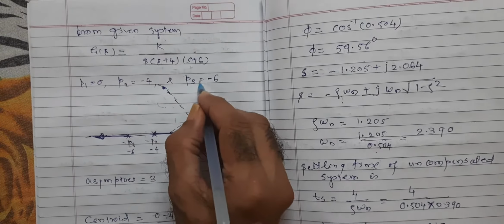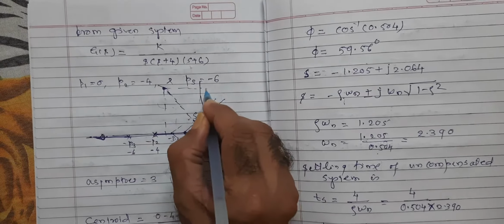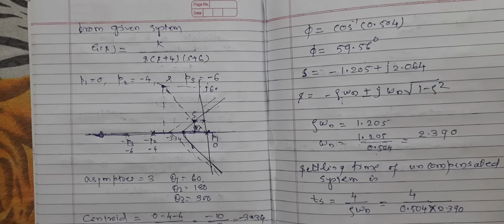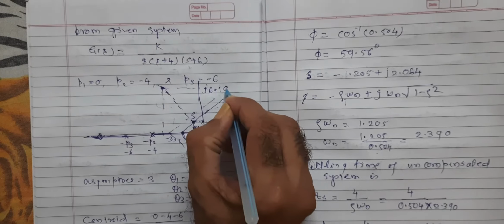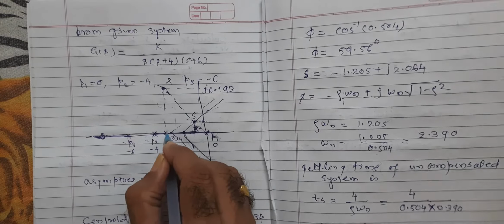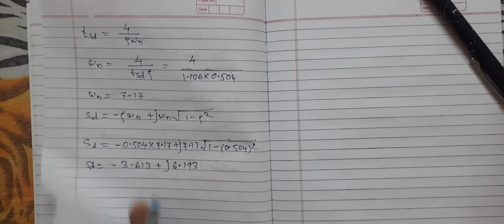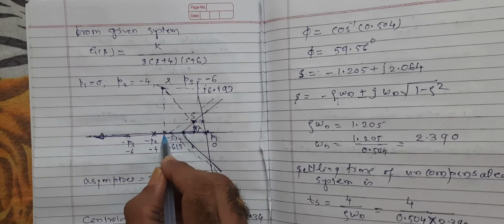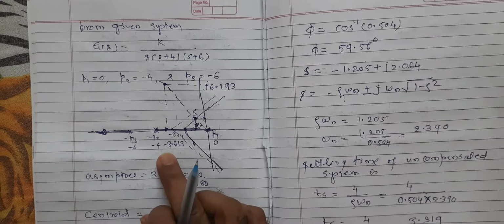Here, somewhere here. Here my j 6 point, how much is it? 6.193, and this becomes this point, it is minus 3.613, this point. Now we know this one. Now this is P2, this is P3, and this is P1.